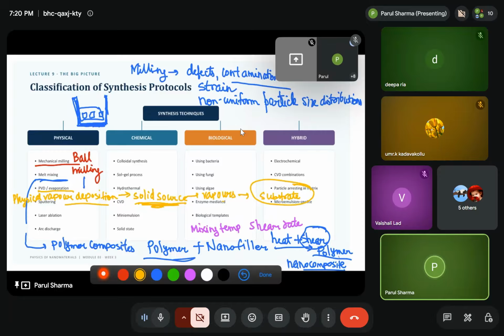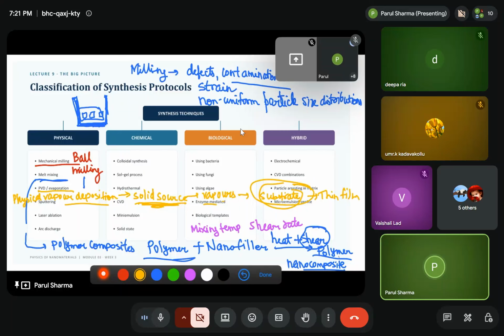So the basic principle is, we will have a solid source, then vapors, then it will transport and condense on this substrate. Then we will have a thin film or nanostructure. So what is the principle of this?